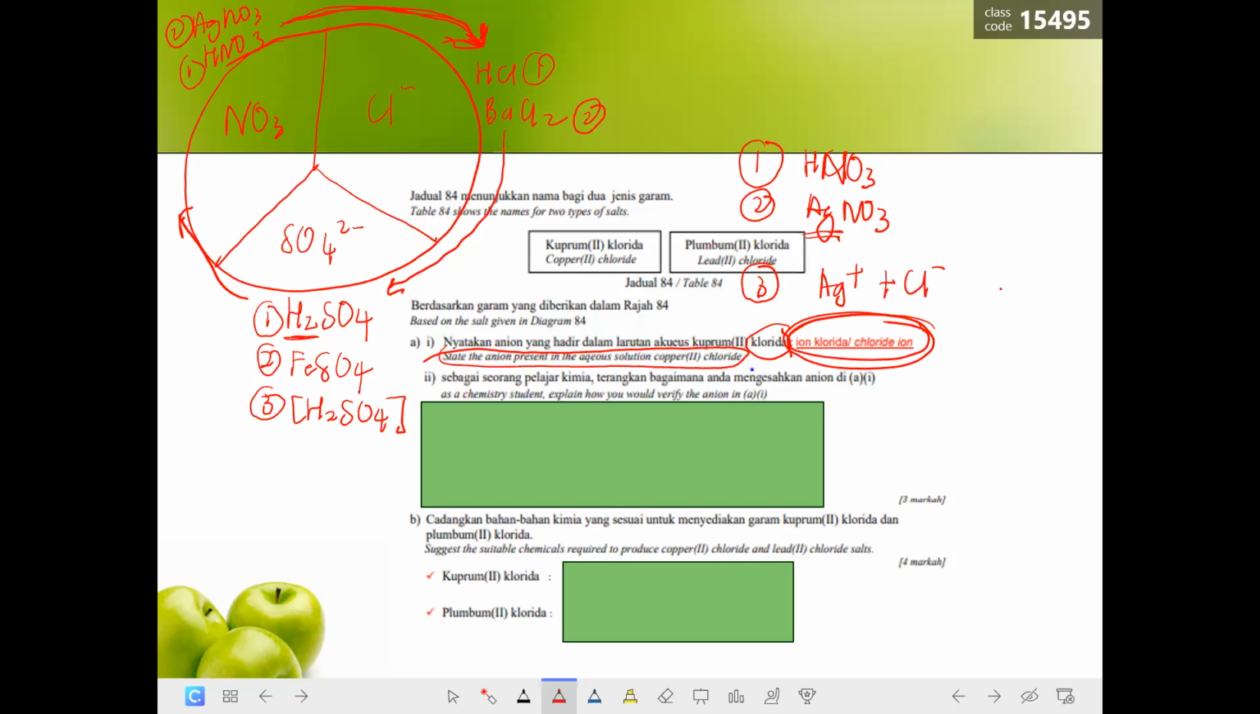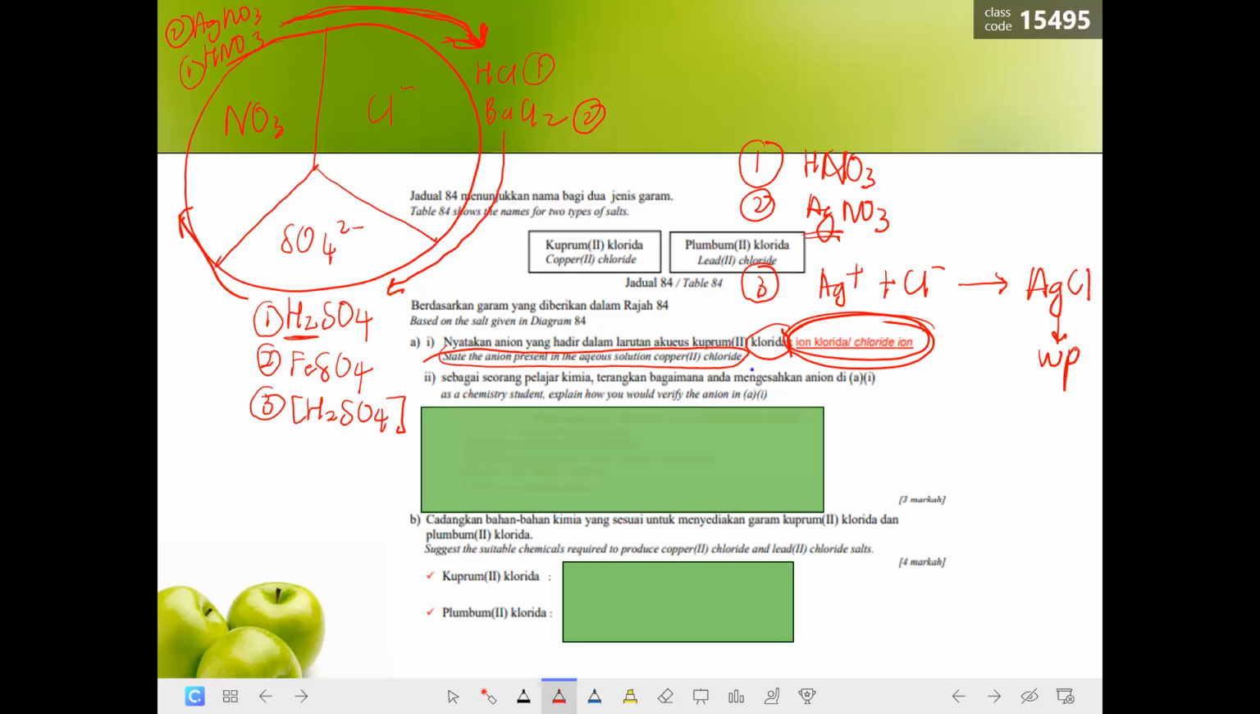Class, you tell me, Ag+ and Cl-, what must teacher get? AgCl. Very good. What color is AgCl? White. Very good. White precipitate. And that's how I test in a particular test tube. I have a solution that I don't know what it is. But when I put nitric acid and I put silver nitrate, I get a white precipitate. I know there are chloride ions here.